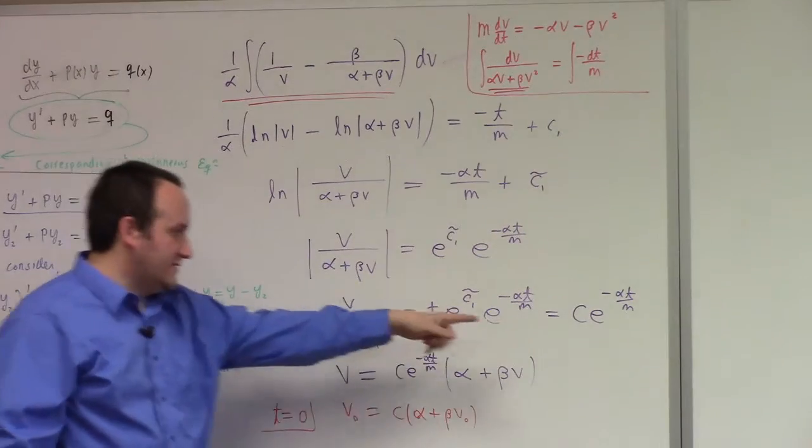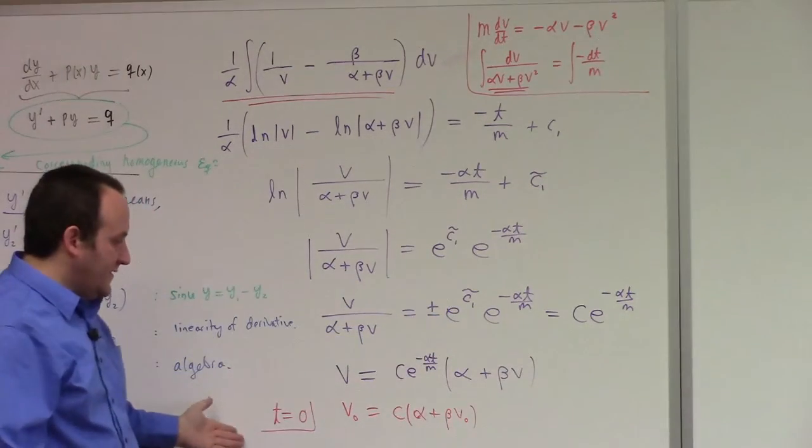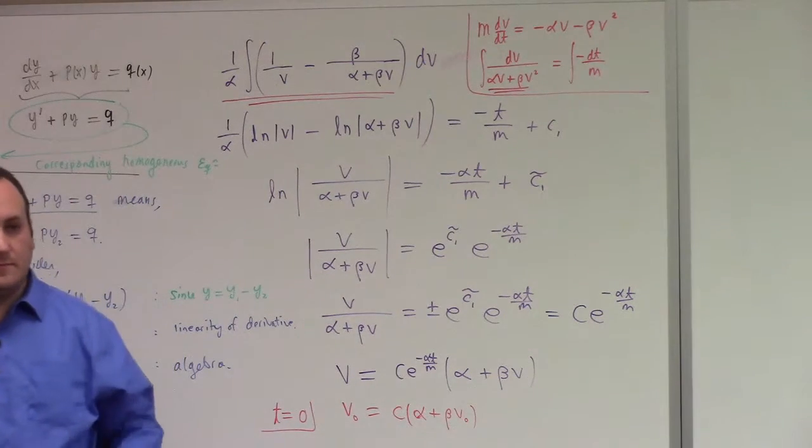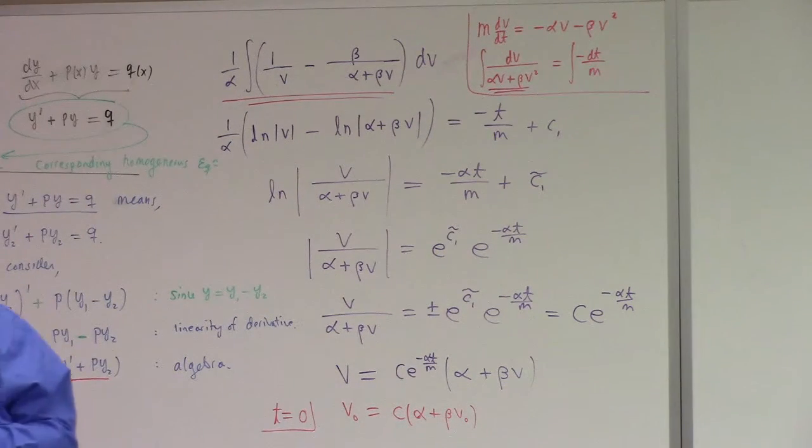Once I have the constant c, like here, I just plug in t equals 0, then I get a relation between v naught and c. That's pretty easy to solve. So that in a nutshell is how to solve that problem.